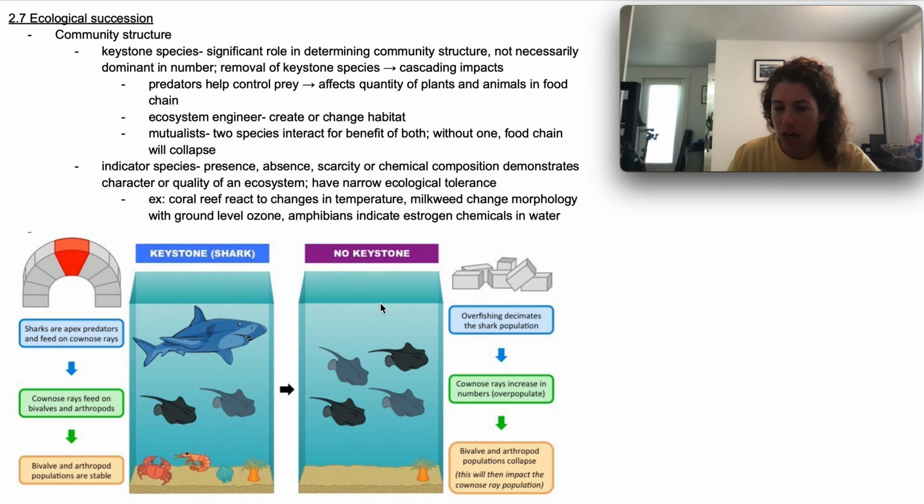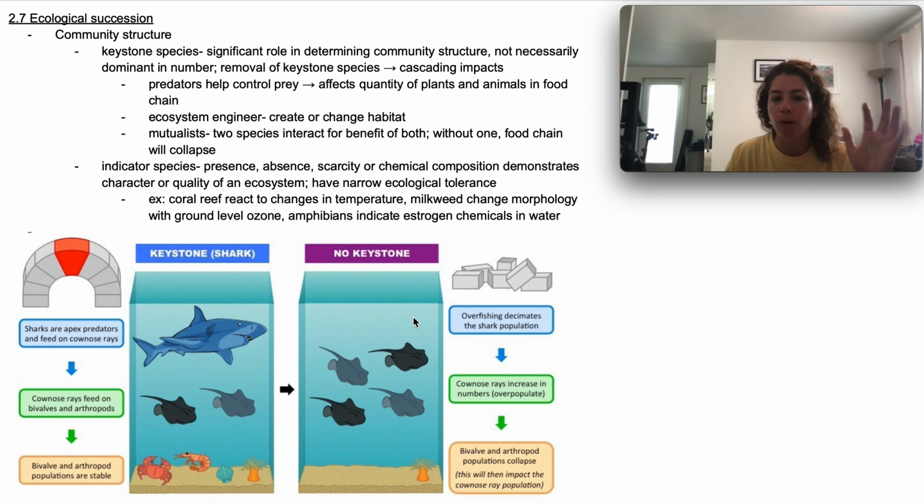And the last thing we're going to talk about are keystone species, which are species that have a really big important role in community structure, but they're not necessarily dominant. And so they have cascading impacts all along the community structure, and for a couple different ways.